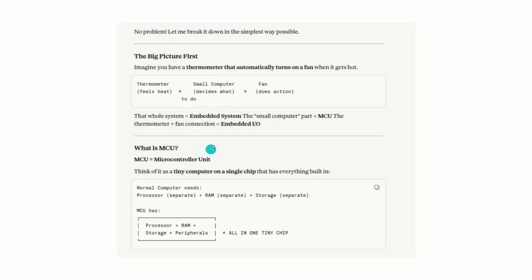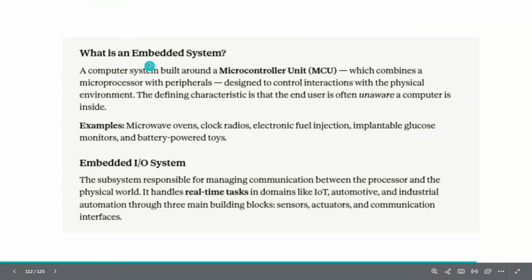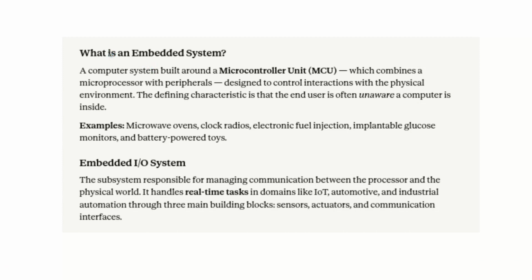That is the MCU. This microcontroller unit is like a tiny computer, a single chip that has everything built into it. It has its own processor, its own RAM, storage, and peripheral devices, all in this tiny chip. So a computer system is built around this microcontroller unit, which contains a microprocessor with a lot of peripherals designed to control interaction with the physical environment.